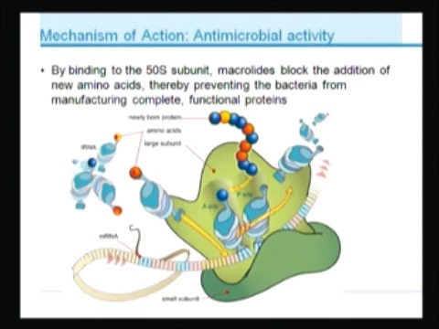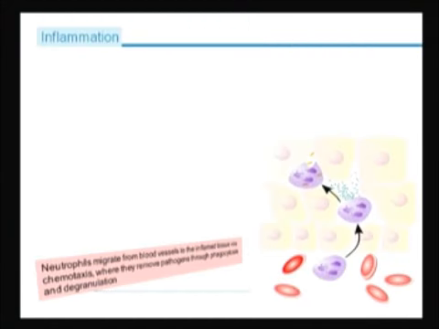How do macrolides have effect? The mechanism of action of the antimicrobial activity is binding to the 50S subunit in the ribosome, where the synthesis of protein occurs. By binding to this unit, they block the synthesis of new proteins, and by that they block the bacteria from manufacturing other proteins that might be a mechanism of resistance to antibiotics.